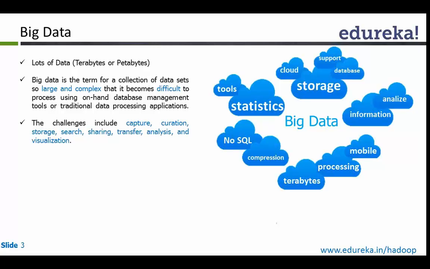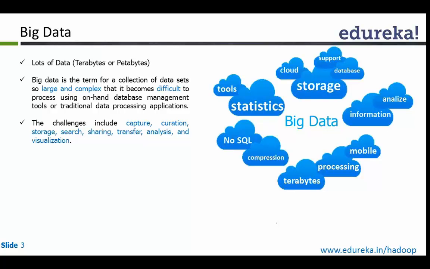Some of the challenges you would usually find in big data scenarios: capturing huge volumes of data would be one of the most challenging things. When I say capture, you have to aggregate all the data from different sources and retain it for a longer period of time to get any business insights or run any business reports out of that data.